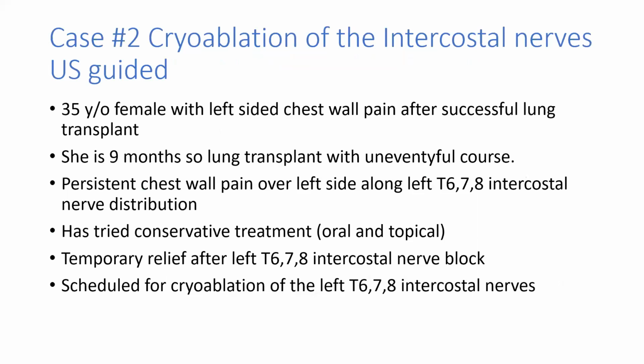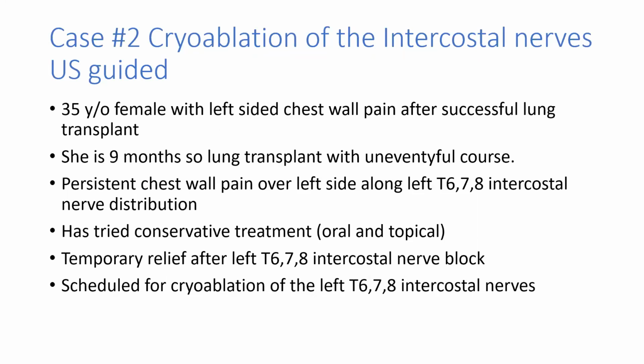The second case is cryoablation of intercostal nerve, ultrasound guided, 35-year-old female with left-sided chest wall pain after successful lung transplant. She's 9 months after lung transplant with uneventful course. She has persistent chest wall pain over the left side, T6, 7, and 8, intercostal nerve distribution.